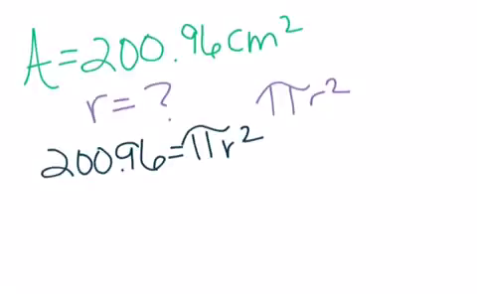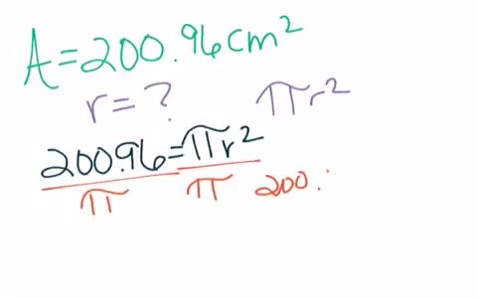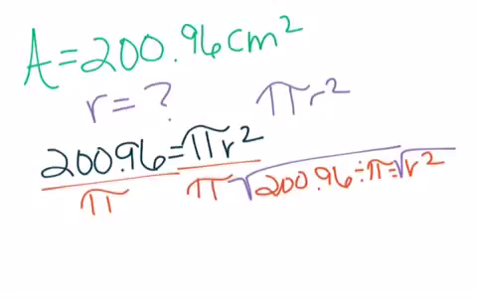Okay? So I'm going to first divide to get r squared all by itself, because that's what we're solving for. So we have 200.96 divided by pi equals r squared. Now again, I want to get rid of that r squared, and I just want to know what the radius is. So the inverse of squaring a number is square rooting it. So we're going to square root both sides here. So it's going to knock that out just to equal r.